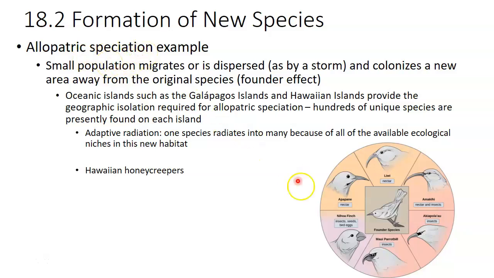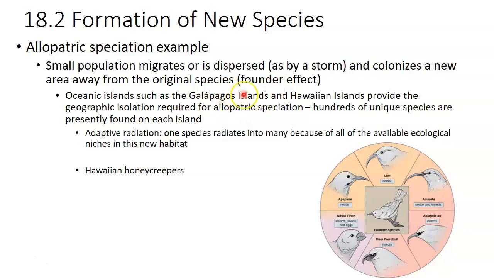So here's the example here. You've got a small population, in this case birds, right? It could have been the finches. A small population is going to migrate or is dispersed maybe by a storm or again picked up by the wind. And where that small population of organisms ends up, it can colonize that new area away from the original species. We're going to learn that that's called the founder effect, and we're going to actually see that again in the next chapter. So both the Galapagos finches and the Hawaiian honey creepers are examples of the founder effect. You see this on a lot of islands.